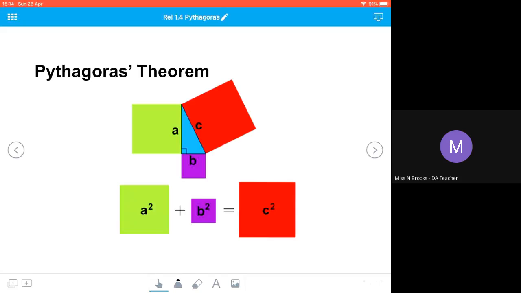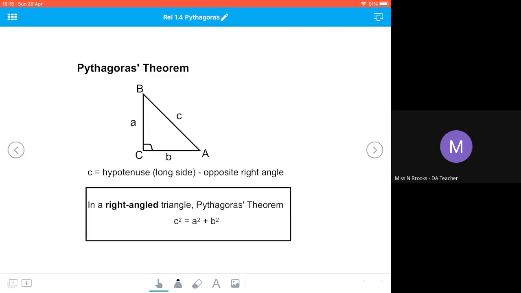Now, c, you can see in this triangle, is the longest side of the triangle, and the longest side of a triangle is called the hypotenuse. And so the formal definition of the theorem of Pythagoras is that in a right-angled triangle, the square of the hypotenuse is equal to the sum of the squares of the other two sides. And so we need to remember this formula, c squared equals a squared plus b squared.